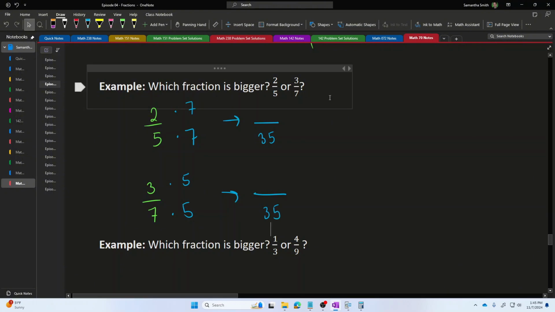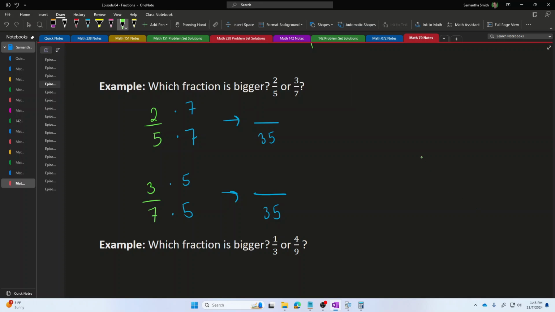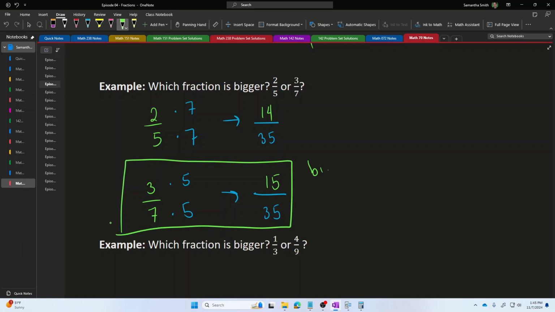So now all the pieces are exactly the same size. Let's check how many pieces we get for each of these fractions. Fraction number 1, 2 times 7 gives me 14 pieces. Fraction number 2, 3 times 5 gives me 15 pieces. So here I have additional pieces. I have more pieces out of the 35, and therefore this fraction, 3/7, is the bigger fraction.